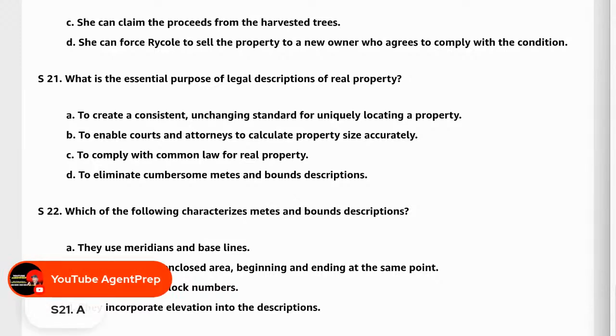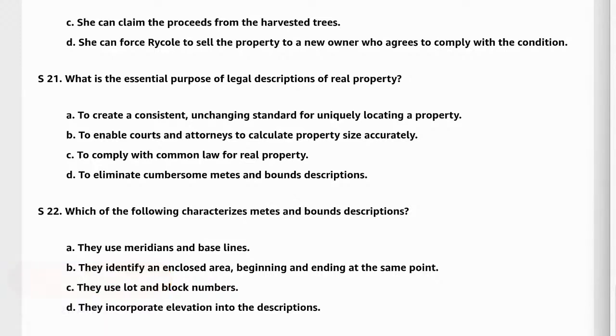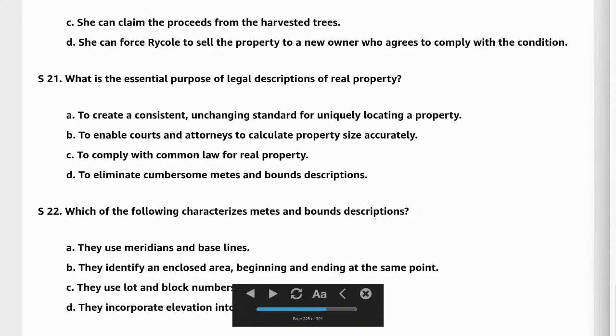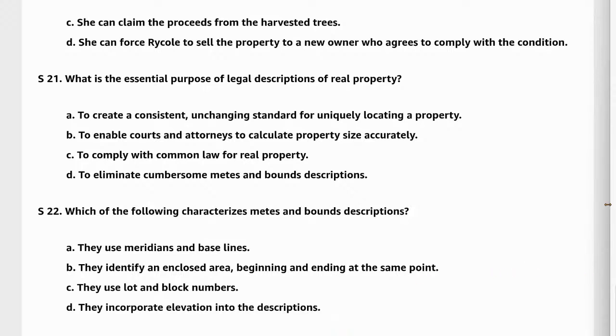Okay, number 22. So 21 was A. Which of the following characterizes metes and bounds descriptions? The top one was legal descriptions, now this one is metes and bounds description. A, they use meridians and baselines. B, they identify an enclosed area beginning and ending at the same point. C, they use lot and block numbers. D, they incorporate elevation into the description. Which one is the best answer?